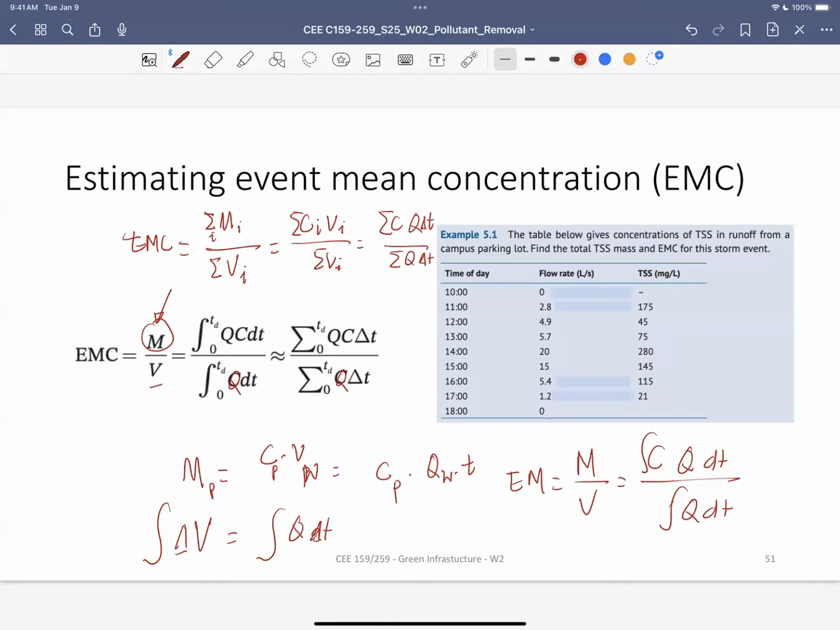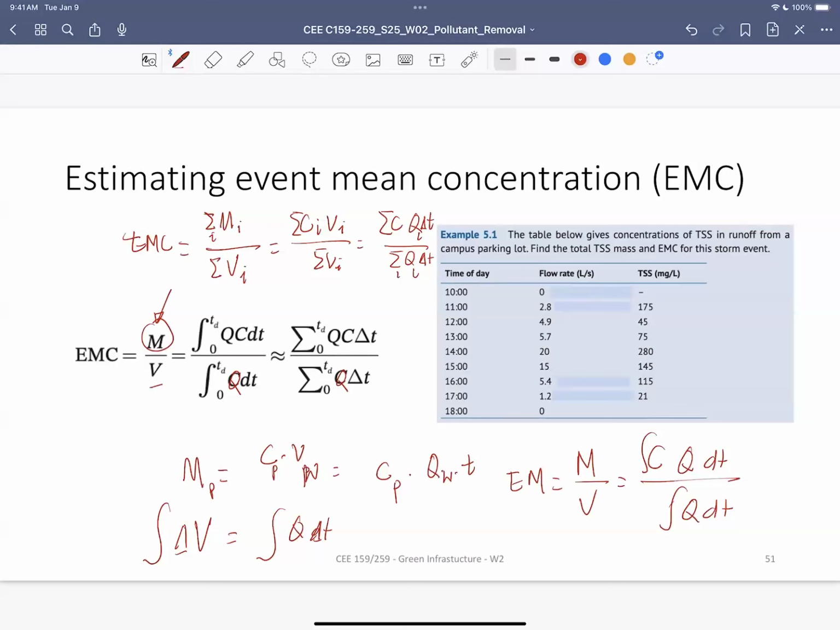The flow rate changes, as you see in the hydrograph. That means you can calculate the flow rate at different times. So if you have knowledge of the flow rate and concentrations at different times, you will be able to predict that value. For instance, here is an example given in the book. The table below gives the concentration of TSS in runoff from a campus parking lot. Find the total TSS mass and EMC for the storm event.